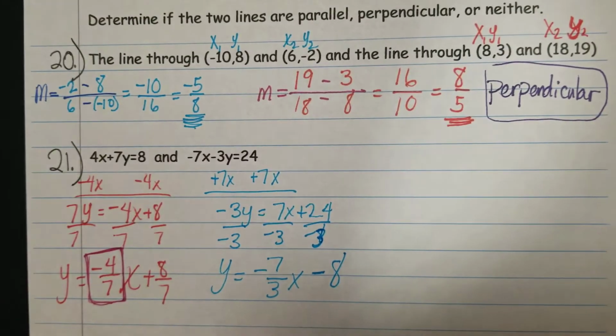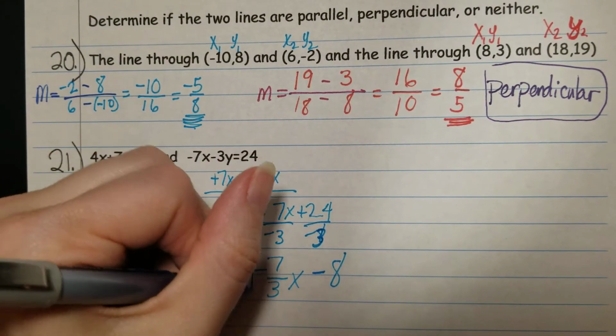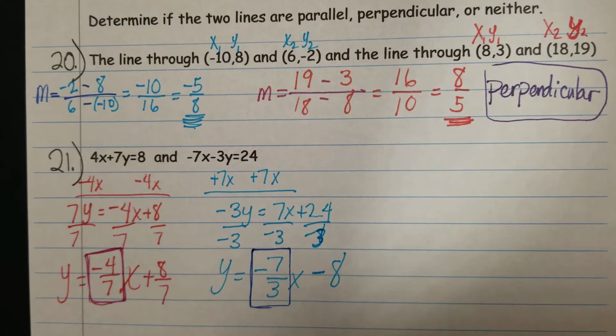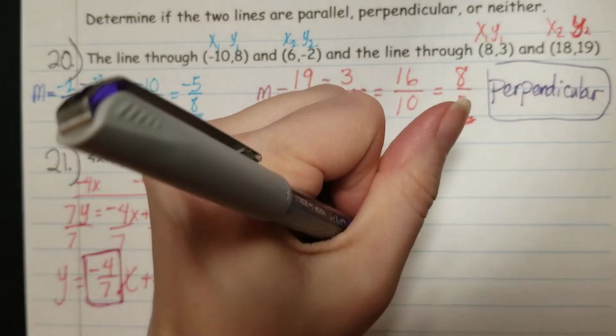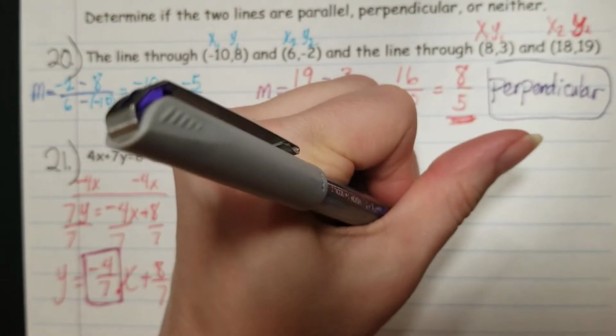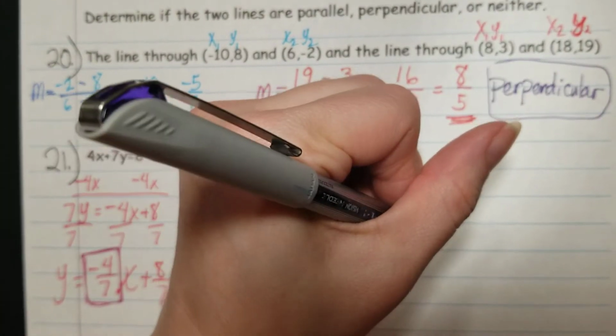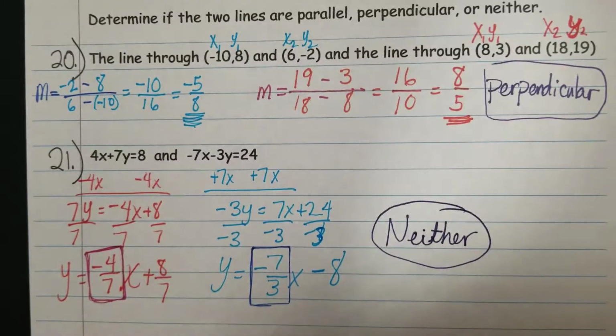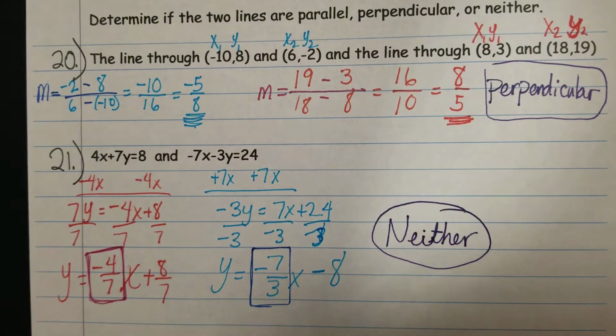Minus 8. So the slope of that line is negative 7/3. Okay, so those are not the same, which means they're not parallel, and they're not opposite reciprocals because they're both negative for one thing. So they are neither. They are neither parallel nor perpendicular.